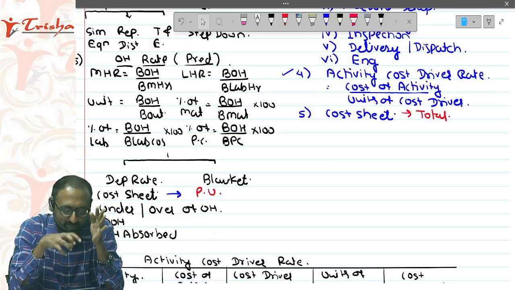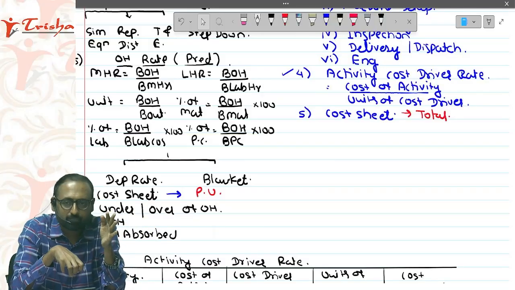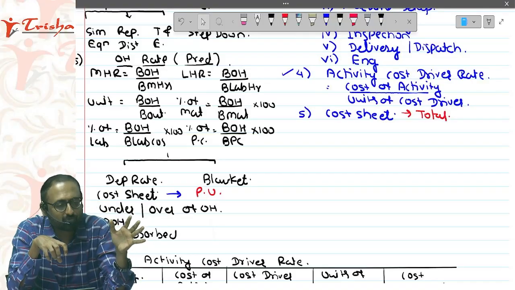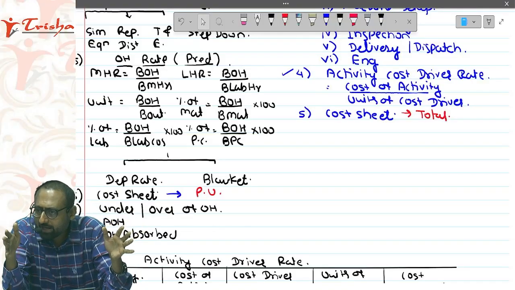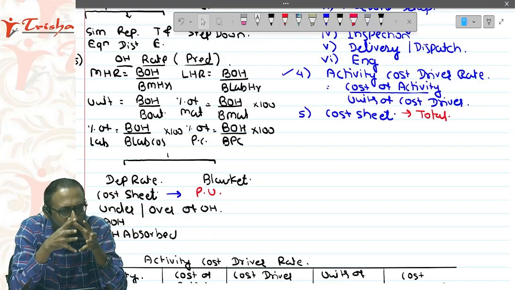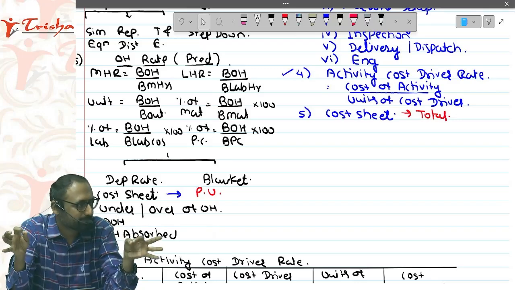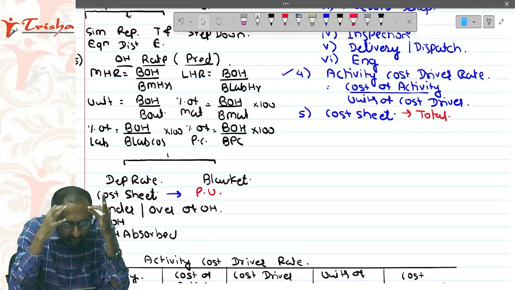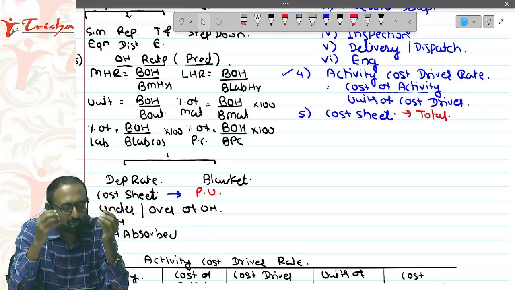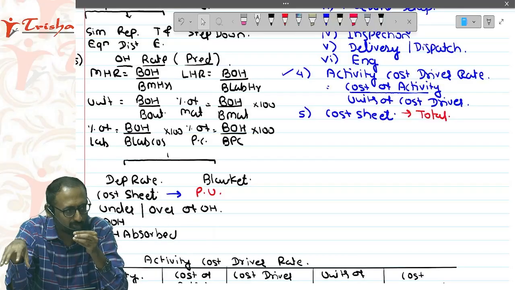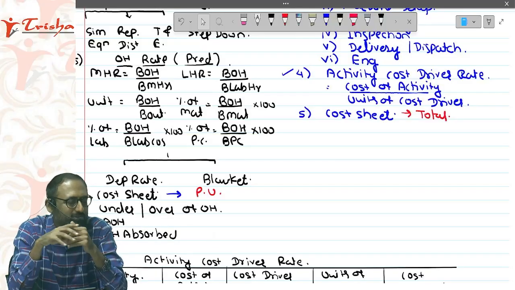The most important sentence of this topic is: you follow the traditional method of costing or you follow activity based costing, the total overhead amount will be the same. Very important observation, sir. A 10 marks question, 8 marks question, asked 2-3 times in examination. I am going to show you that question as well.